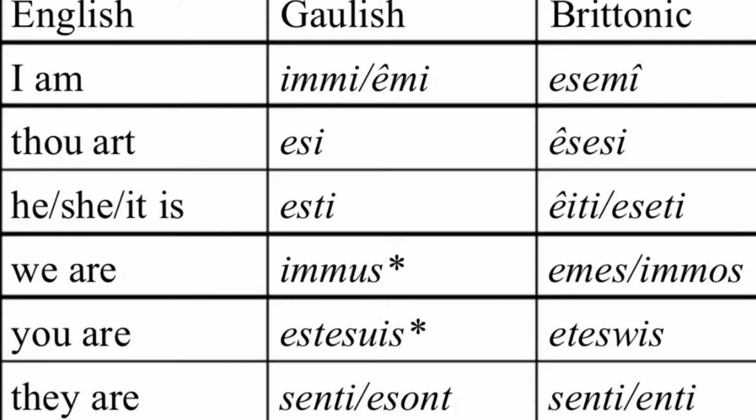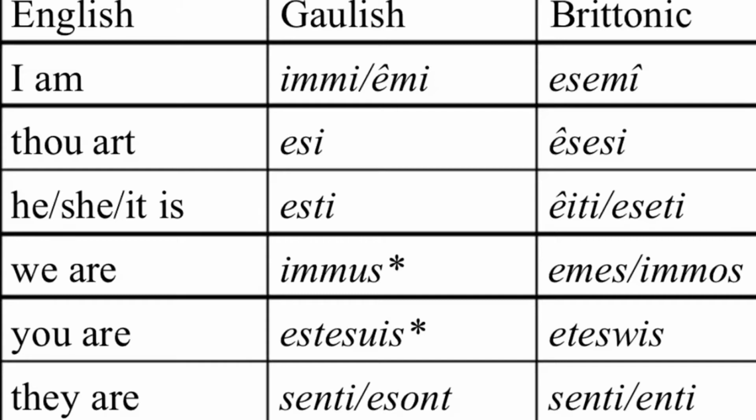First, let's start with Gaulish. I am is imi or aimi. Thou art, which is you are singular, I believe, is esi. He, she, it is st. Usually you add he, she, or it at or after this to make sure that you know which one it is. We are is imus, although I've seen the band Eluvite pronounce it imos. You are plural is estes suis. They are is senti or essont.